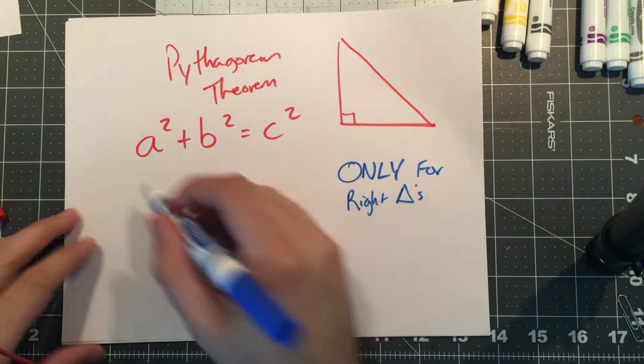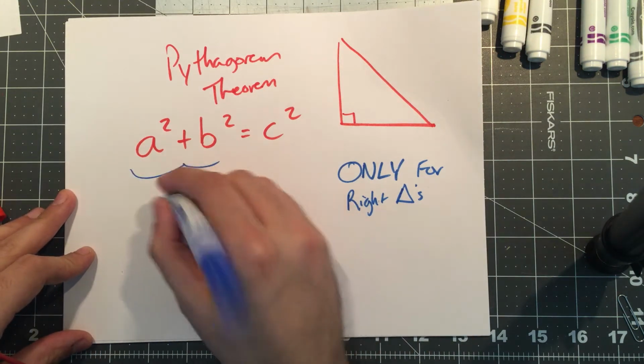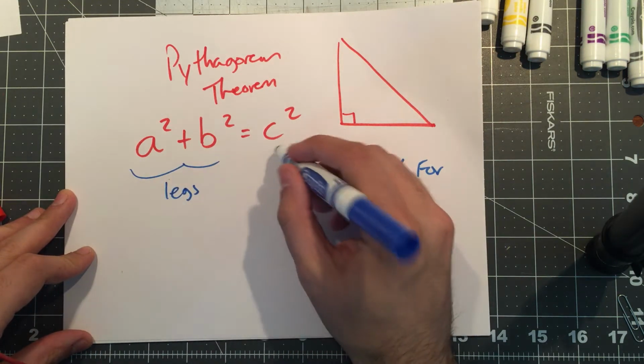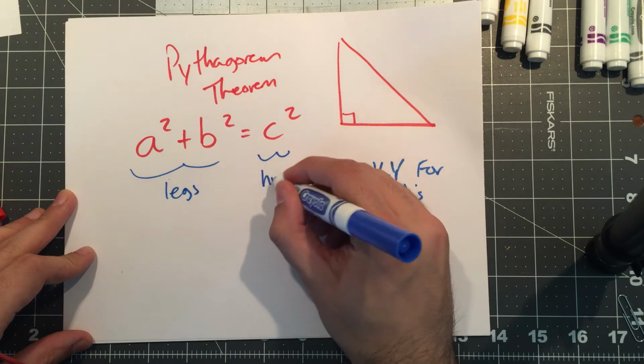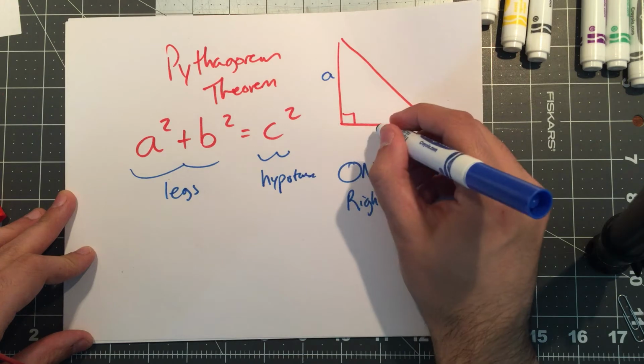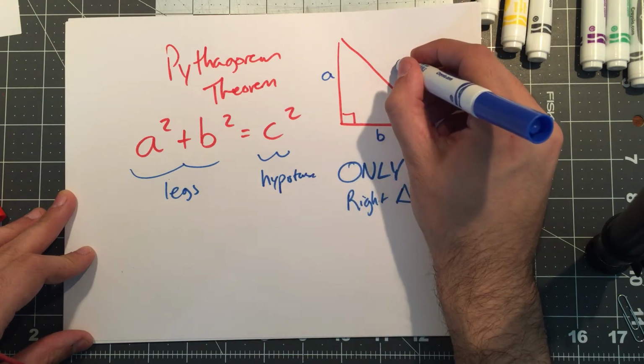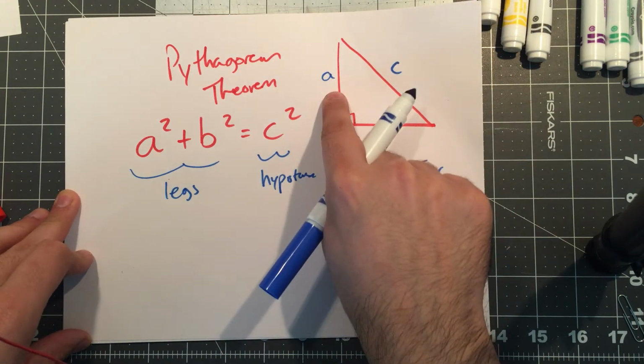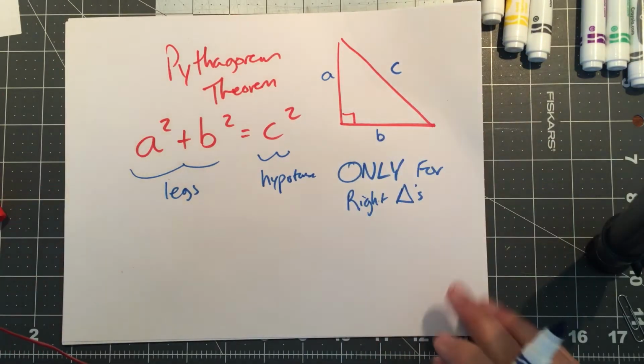That being said, hopefully you remember these are the legs of the triangle. This is what's called the hypotenuse. So depending on what I have and what I don't have, I can solve for that. So I have a squared and b squared and c squared.